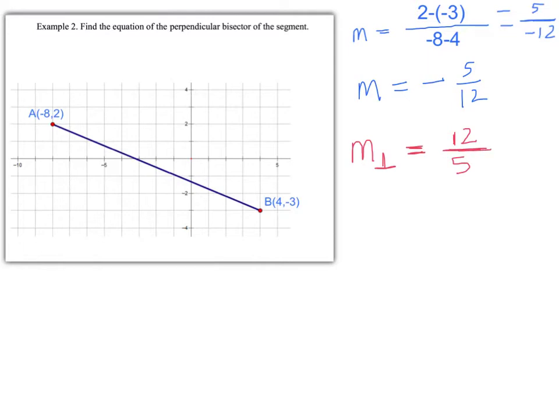Where should it go or pass through? I think it should pass through the midpoint, which I guess is around here-ish. Probably midpoint, and have a slope of 12/5. So let me see if I can find out exactly where that is. If it's going to bisect it, it needs to be going right through the halfway point.